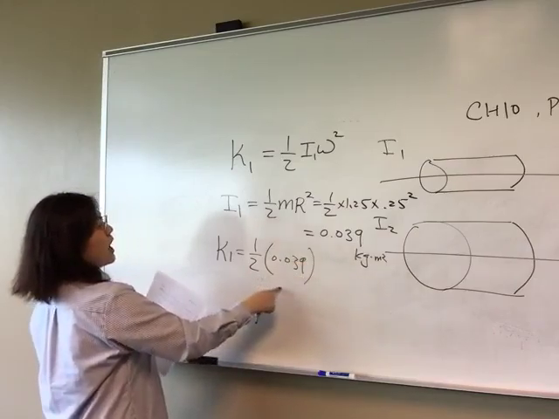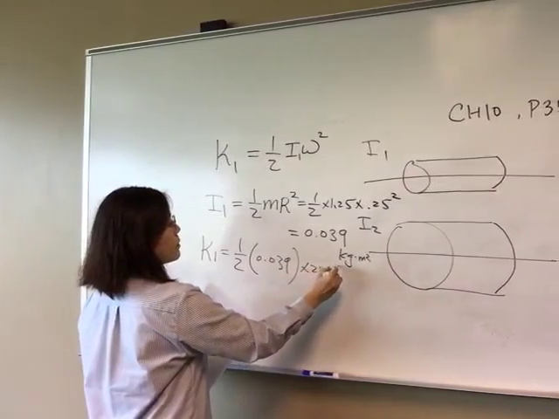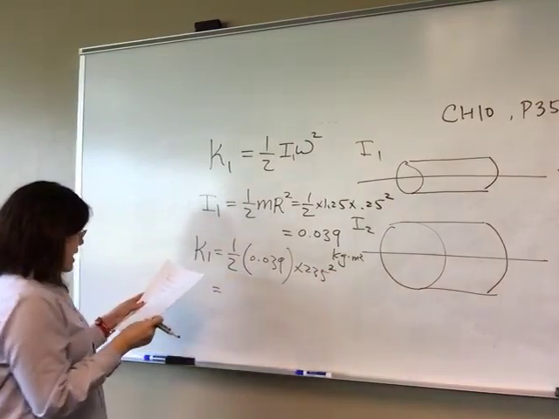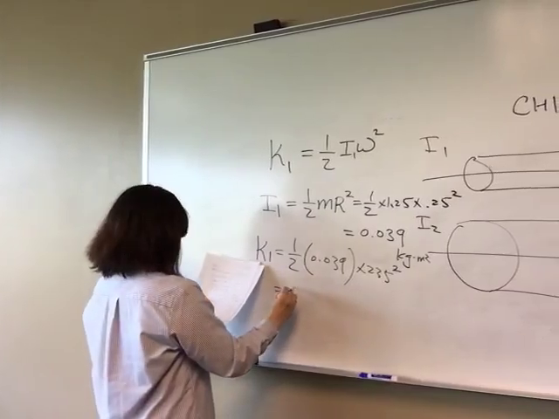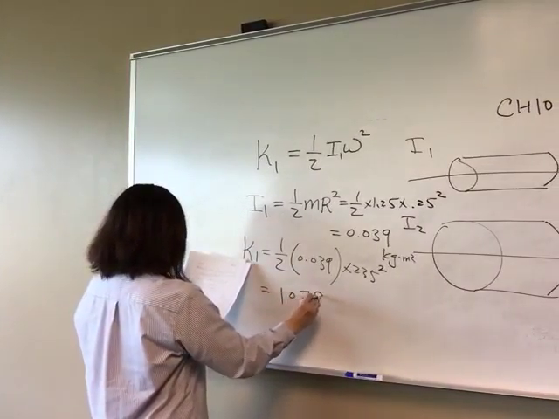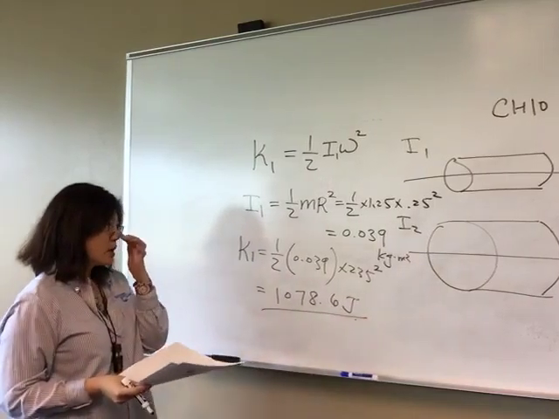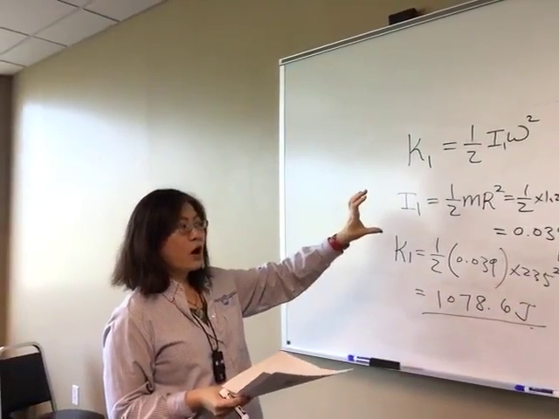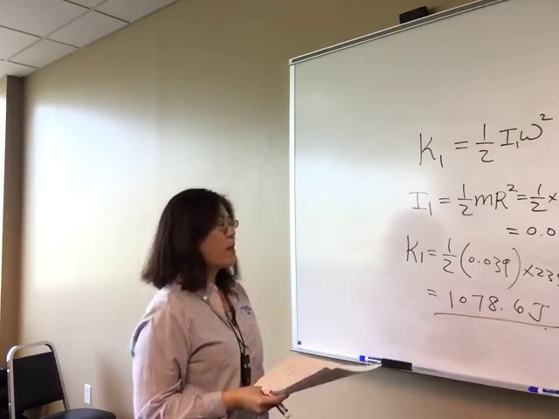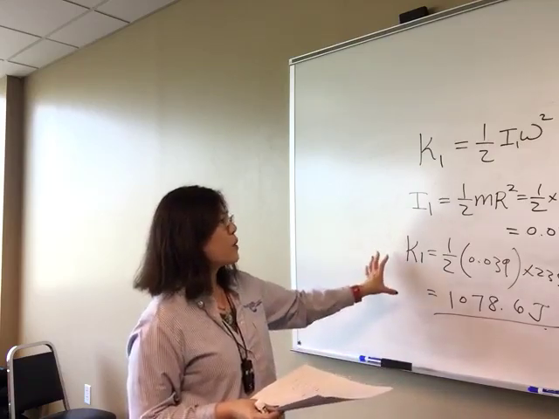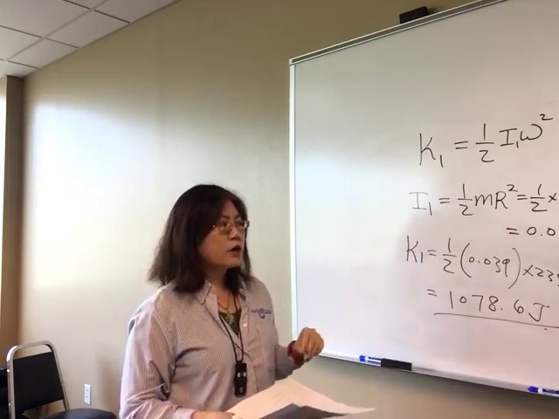So this is 1/2 I omega squared, and your omega is 235, and remember to square it. So the kinetic energy for this object is 1078.6 joules. So this is the amount of energy when this smaller object is rotating at that rate. It's about 1,000 joules.